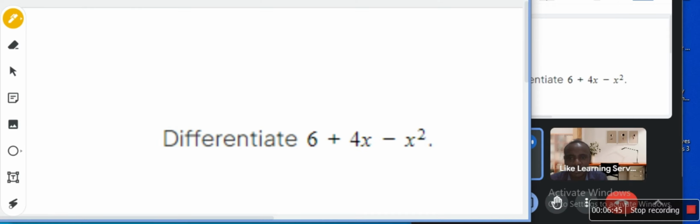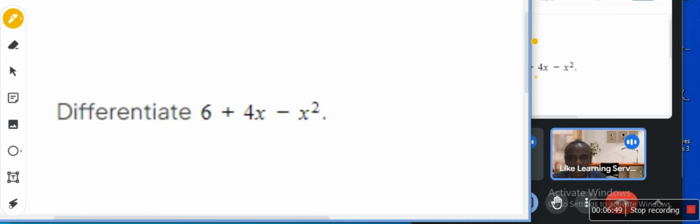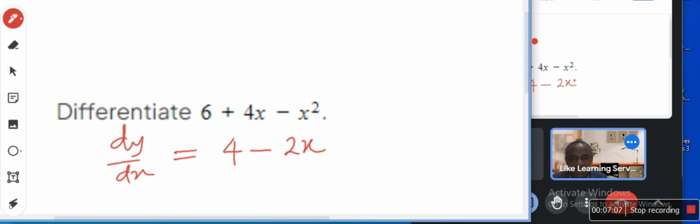These are topical questions. Differentiate 6 plus 4x minus x squared. Let's go very quickly. The dy over dx will be... Go ahead. Minus 2x plus 4. Or 4 minus 2x. Is that what you mean?